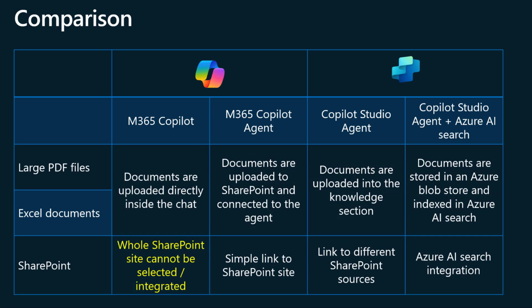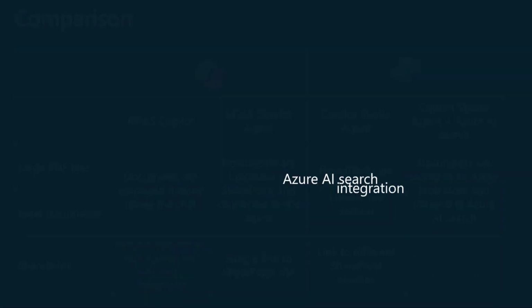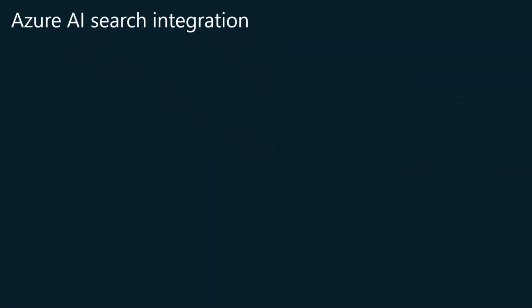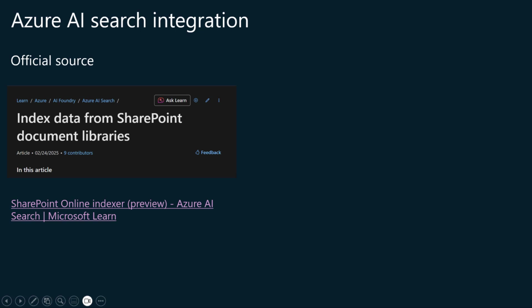So just to highlight some things, for M365 Copilot, I have not found a way how to link a complete SharePoint site. So that seems not available to me. And the other thing that I want to show is if you integrate the Azure AI search and want to integrate documents from SharePoint, then there is a configuration available for that. This is described on this Learn site.